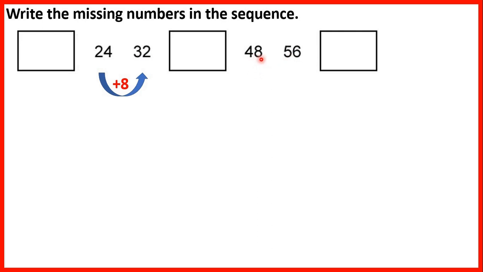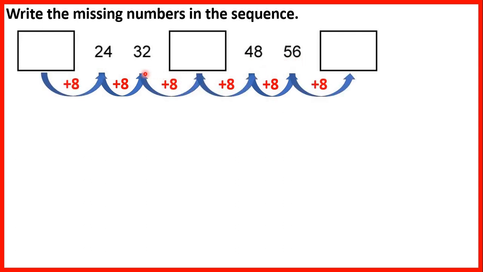We also have 2 other numbers in our sequence. We have 48 and 56, and 48 plus 8 is 56. If we count on 8 from 48, we'll get to 56. So that means with each step in our sequence, we need to add 8. So to work out this box here, we need to work out 32 plus 8. That's 40 because 2 and 8 make a number bond to 10.